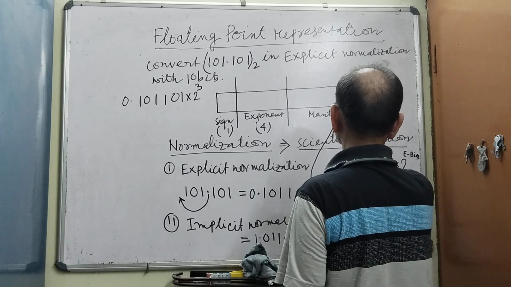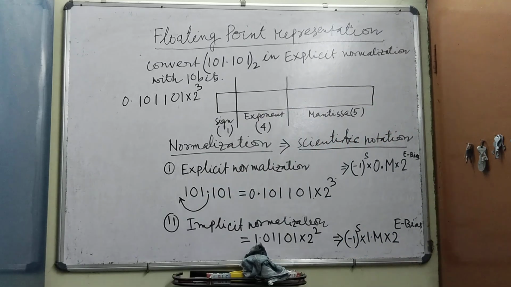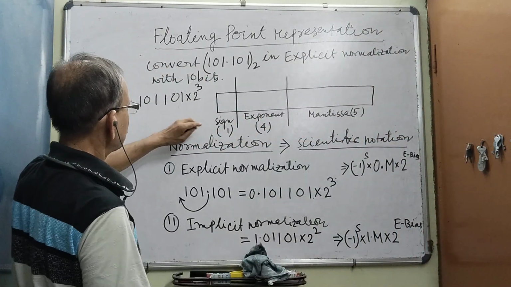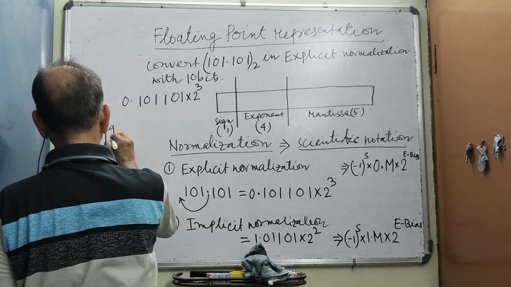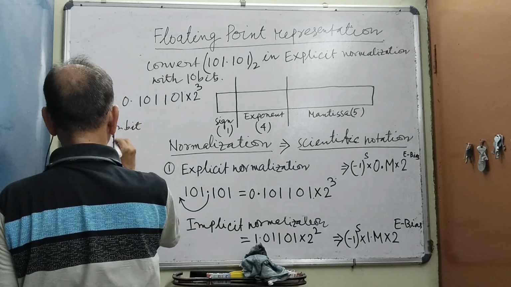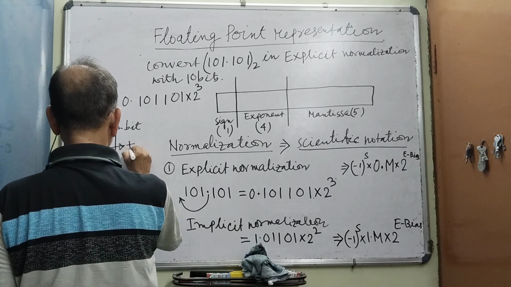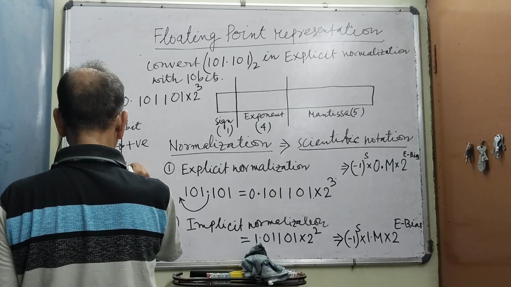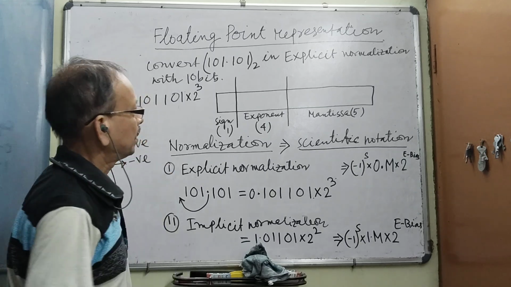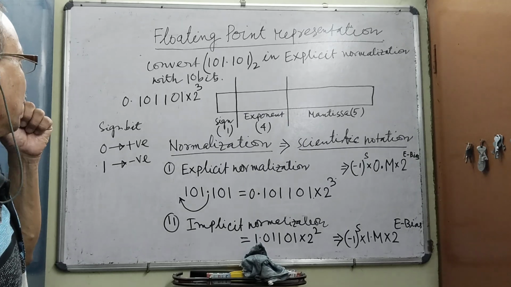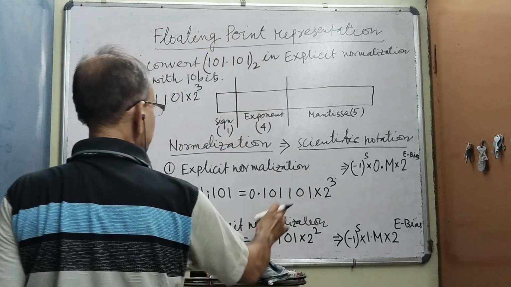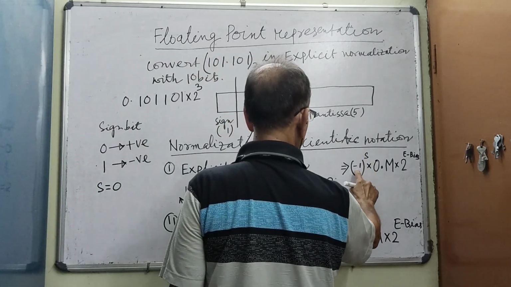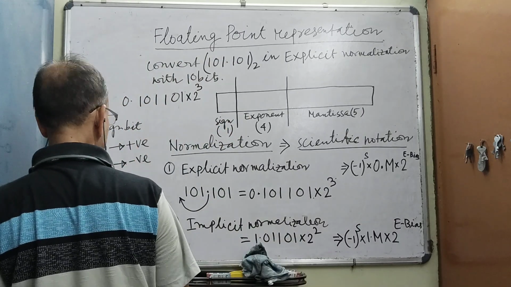Mantissa, how many bits? 5 bits. So these are the standard values. You check that. I have already mentioned for the sign bit, 0 for positive and 1 for negative. You will remember. So here S is equal to how much? S is equal to 0, minus 1 to the power 0, as it is positive.